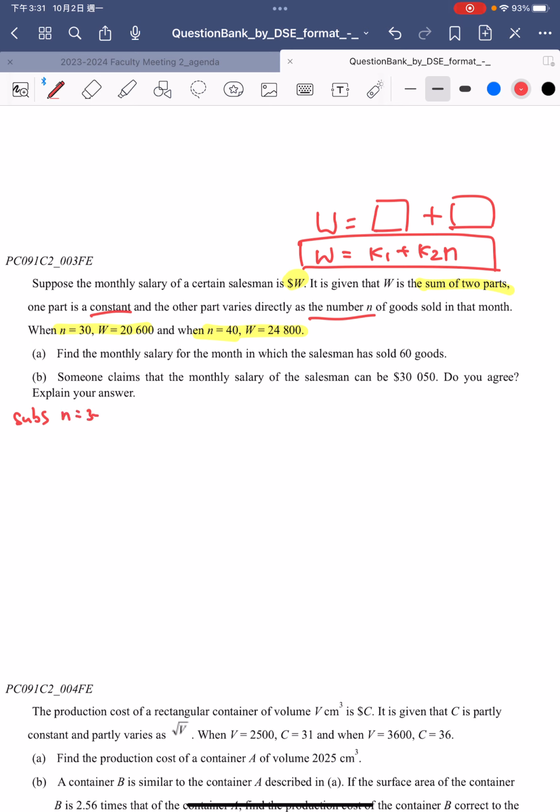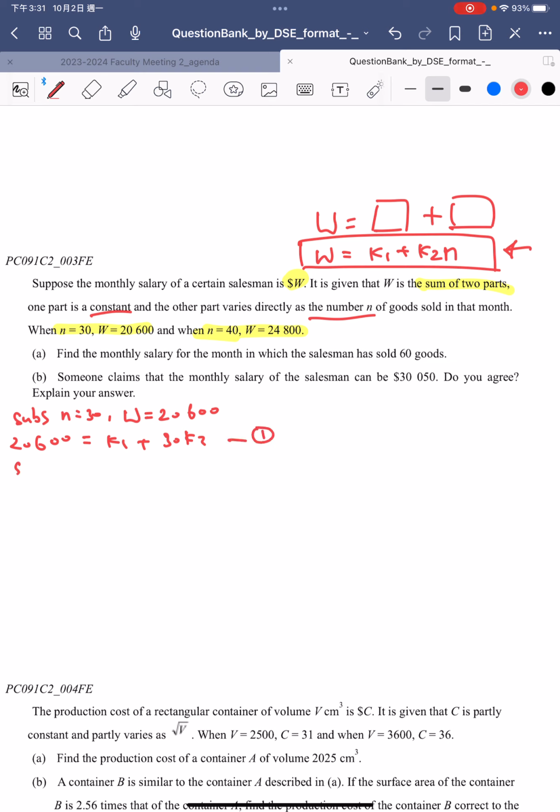We substitute n is equal to 30, w is equal to 20,600 into our initial equation. Then we have 20,600 equal to k1 plus 30 times k2. So that's our first equation.